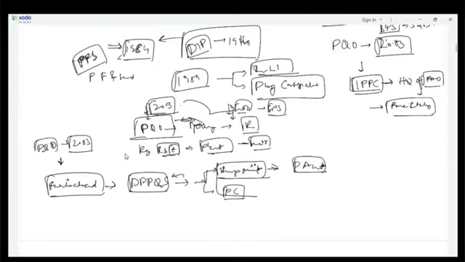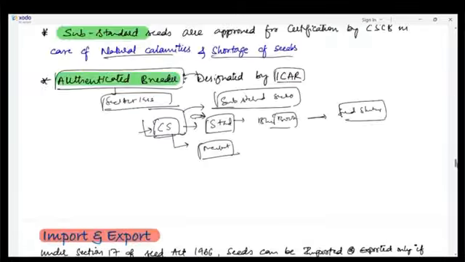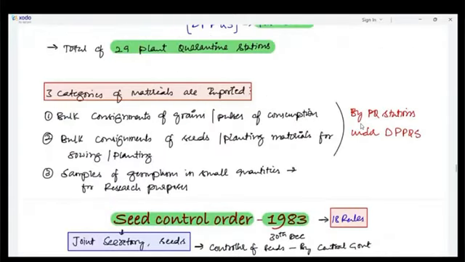Okay, so there are three main categories of seed materials that can be imported. Yes, there are three different categories of materials that can be imported. I have seen this question might be in SRF or JRF; in one of the papers, it has been asked.